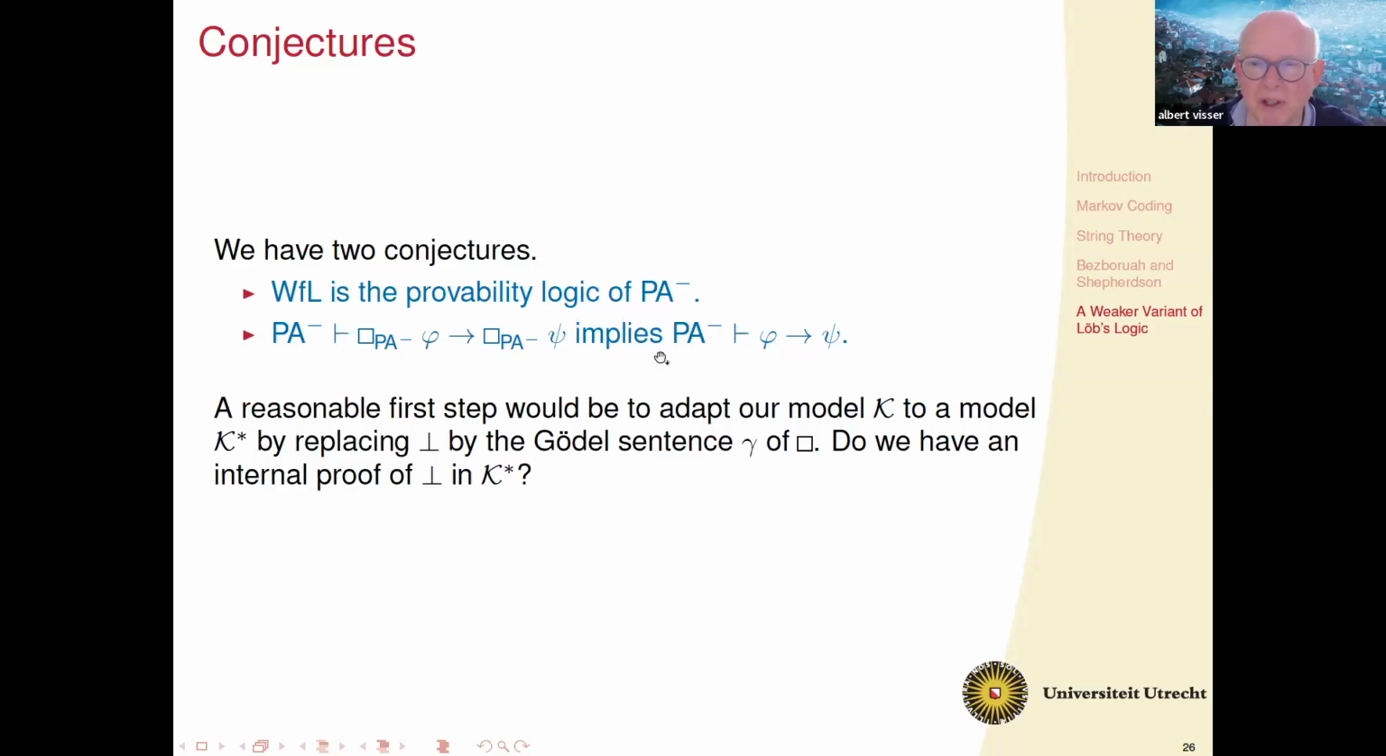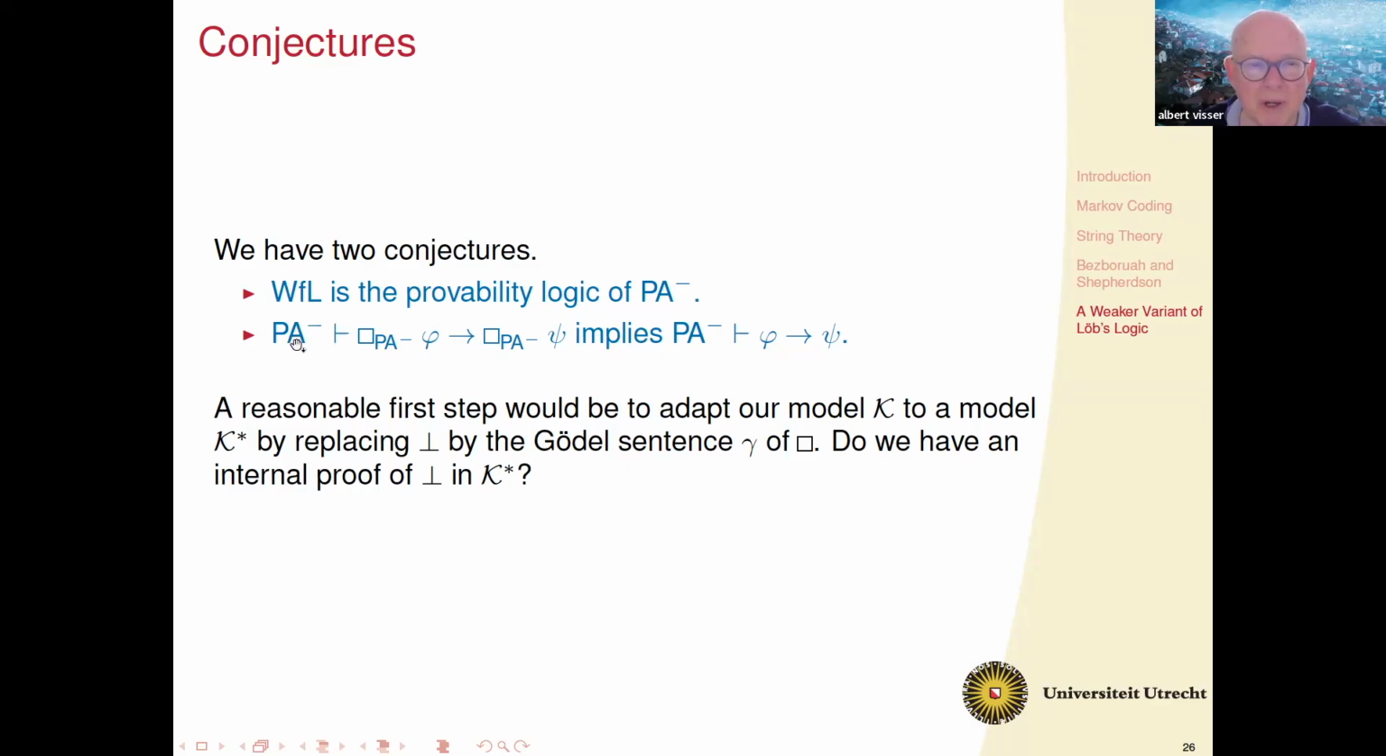So for example, the reasonable first thing is to simply look at my model, and substituting the Gödel sentence for falsity, can we show that that model does not contain a proof for falsity? So I would hope that it does, but it's still open.